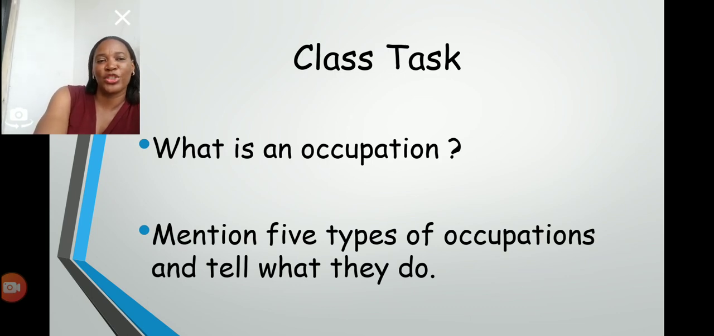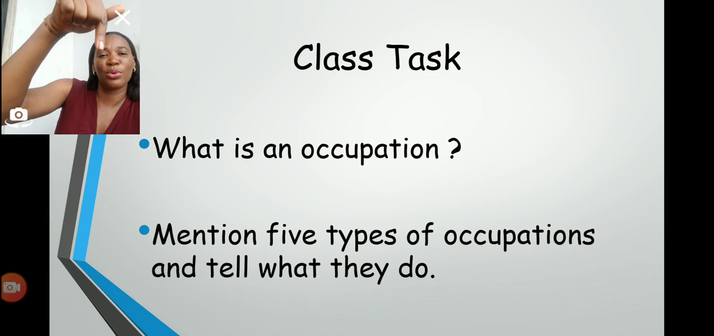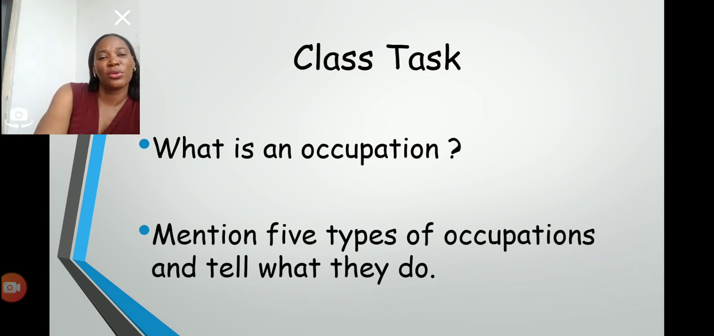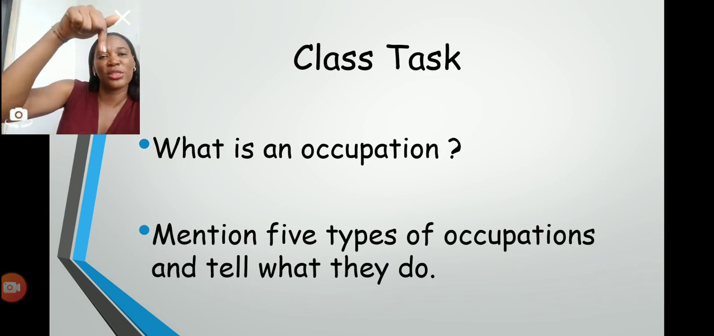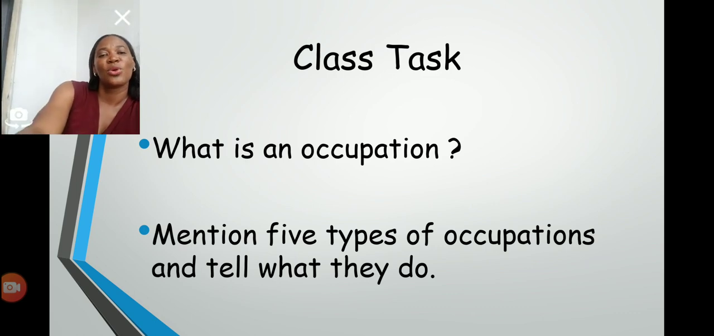Now your class task. What is an occupation? Mention 5 types of occupations and tell what you do. I'd like you to leave your answers in the comment section below this post on Edmodo, and go ahead to take your quiz and do your assignments. Go through this slide again, and if you have any questions, please type them. I'll respond to them on Edmodo.